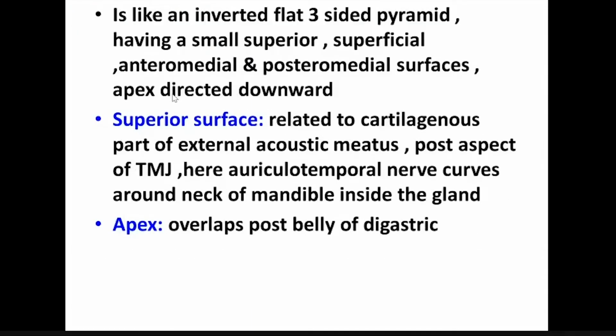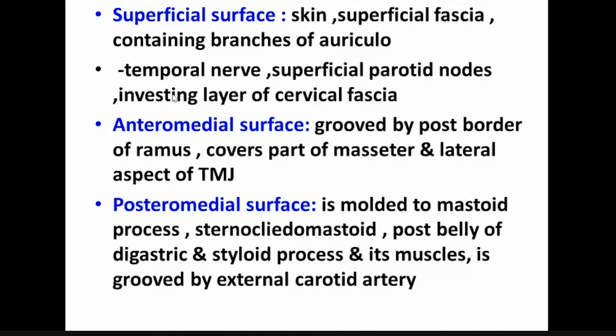As I said, it's like an inverted three-sided pyramid having a superior, superficial, anteromedial, and posteromedial surface, and the apex is directed downward. The superior surface or base is related to the cartilaginous part of the external acoustic meatus, below the zygomatic arch and posterior aspect of the TM joint, with the auriculotemporal nerve curving around the neck of the mandible to enter the gland. The apex overlaps the posterior belly of digastric.